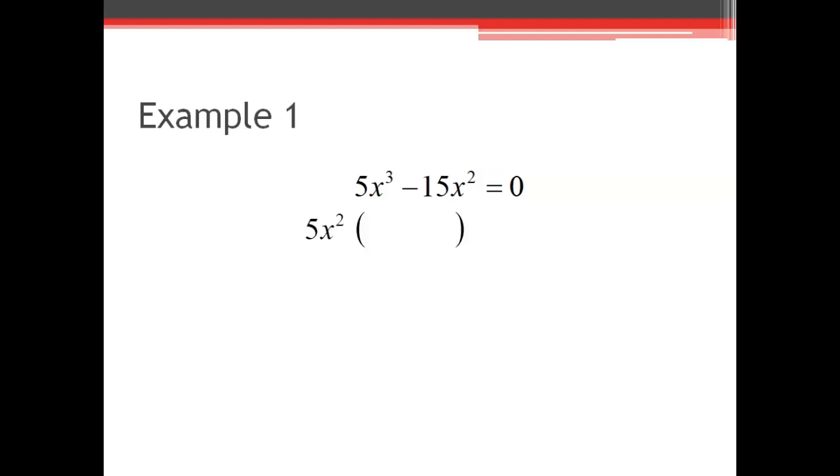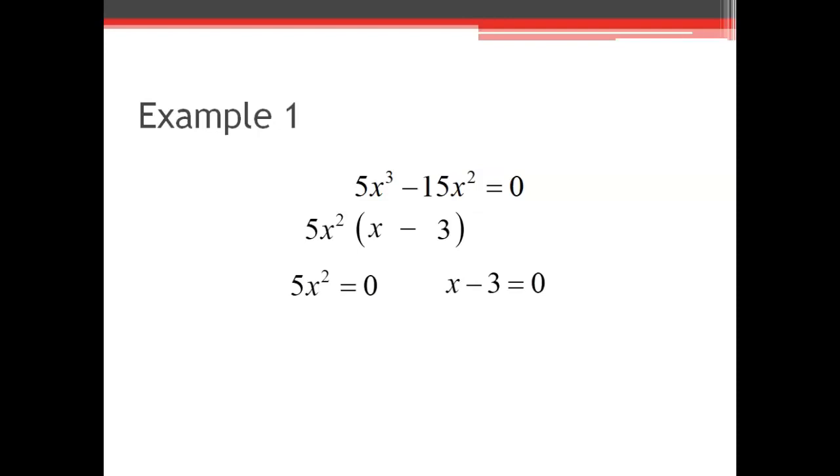And then in parentheses, we're going to write down what's left. After factoring out 5x squared, we're left with x for the first term. And for the second term, after taking out a 5x squared, we're left with minus 3. All right, so we're going to set each of those factors equal to 0. So 5x squared equals 0, and x minus 3 equals 0. And then we'll solve for x.